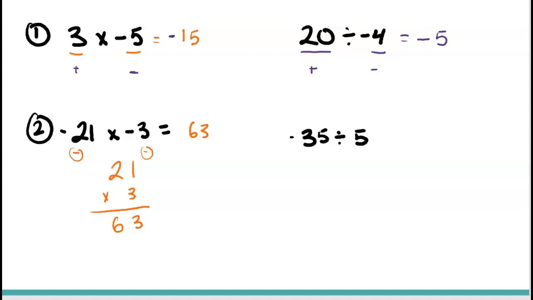Over here, I have a negative 35 and a positive 5, and 5 goes into 35 7 times. Because they are unlike signs, I know that that's going to be a negative 7.